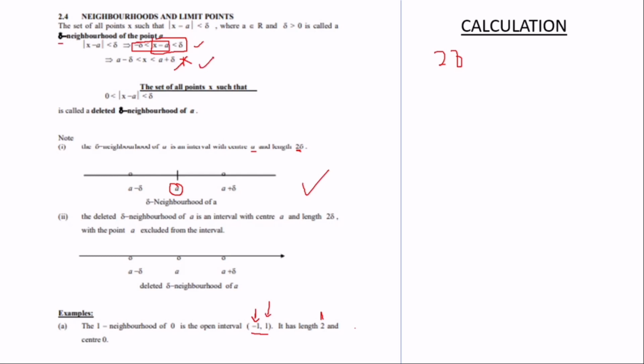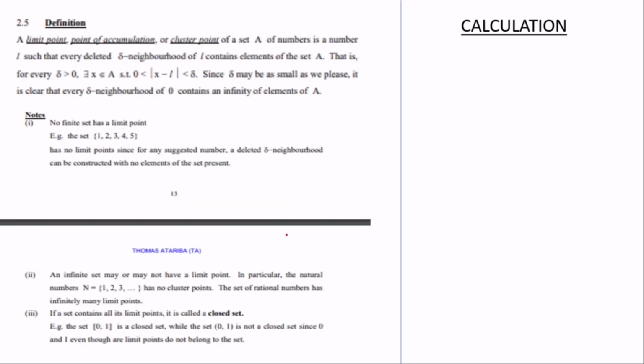Yes, under neighborhood. So the deleted neighborhood of A is an interval with center A and length of 2 sigma, with the point A excluded. So A is not part of it. So it is the neighborhood excluding A. The neighborhood excluding yourself represents the deleted neighborhood. Let's move on. Now we have something called a limit point.